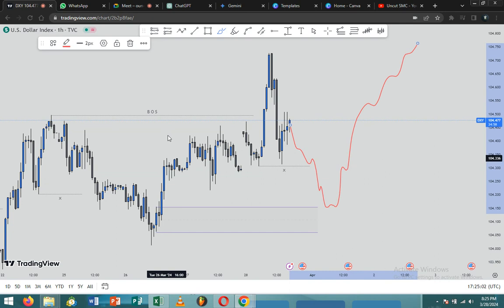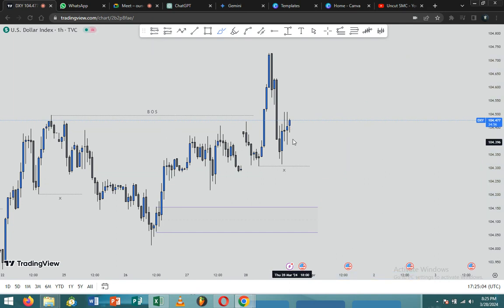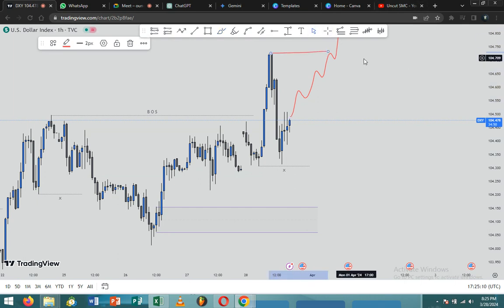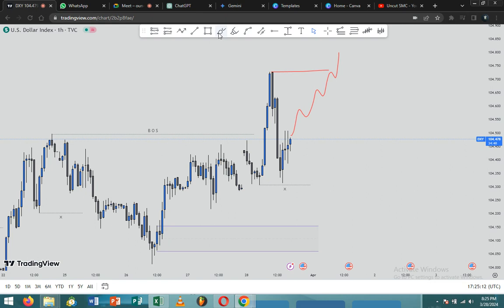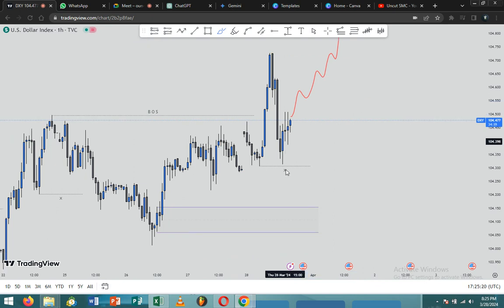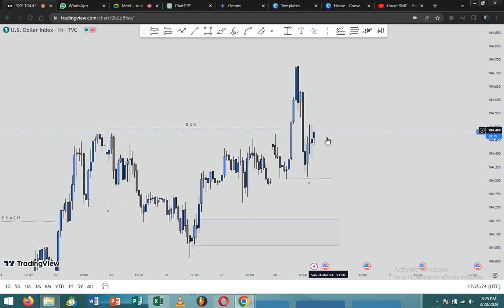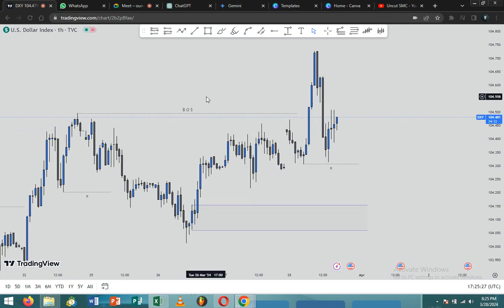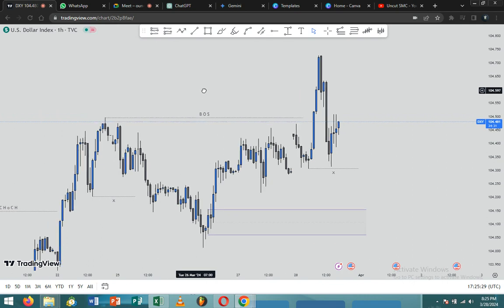So that is option number one. The other option can be price taking out this minor high, right? So after taking out that minor high, we can consider anything like inducement somewhere, then we can look for a POI. So those are the options we have on the dollar. Of course, we are running bullish, right?